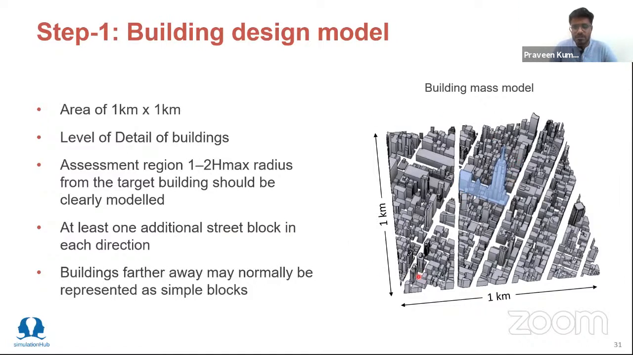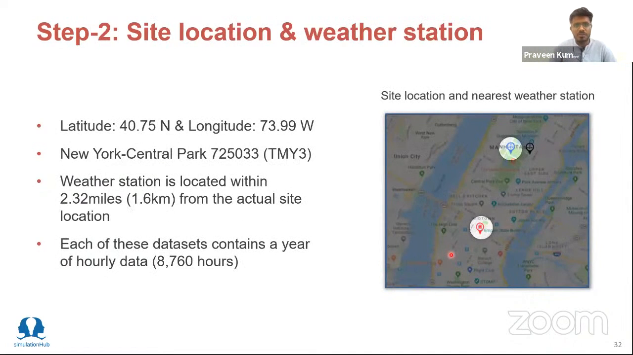Here we have considered around a kilometer by kilometer square area, and the level of detail of buildings depends on how far the building is from the center or area of interest. That's how you can model it as simple blocks when the building is far away from the center building. The second step, once you have uploaded the building mass model, is to select the site location. Based on the site location, the app shows the nearest weather station data, and you can choose the weather station data which is most appropriate for your site location.